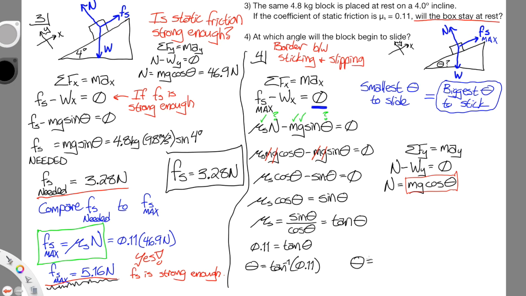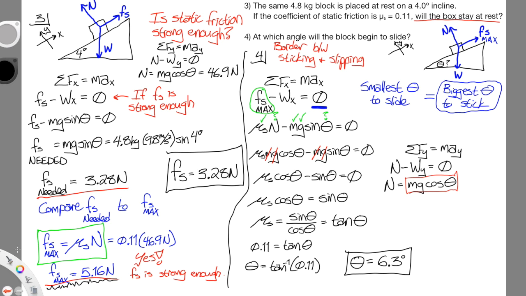6.3 degrees as our maximum angle at which the block will stay stuck, or the minimum angle at which it will begin to slide. This 6.3 degree incline is the borderline between sticking and slipping in this problem. And because we're at that borderline is why we were able to use the maximum force of static friction. Look for certain words in the problem statement to let you know when you need to use the maximum force of static friction. What is the hardest the man can push?